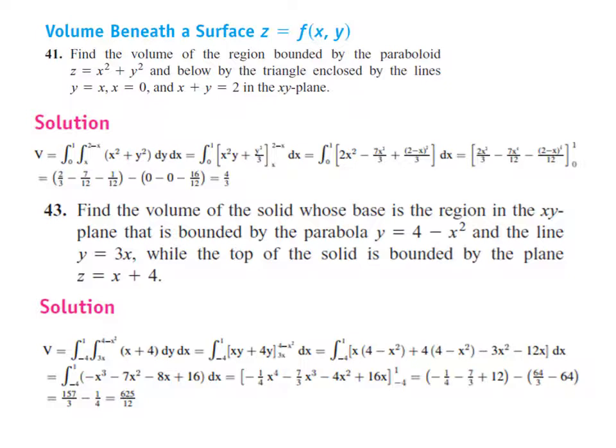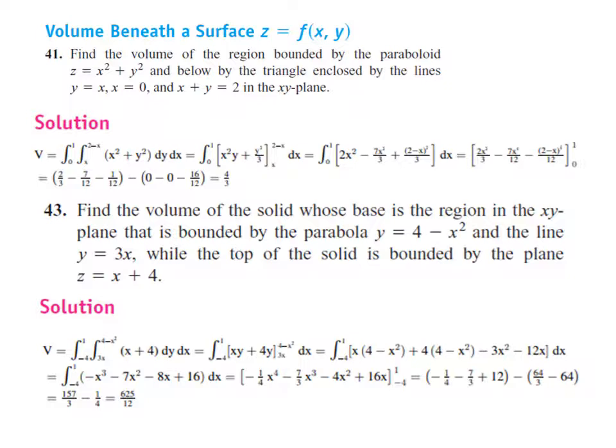So let us move to the next problem. Find the volume of the solid whose base is the region in the xy plane that is bounded by the parabola y is equal to 4 minus x square and the line y is equal to 3x, while the top of the solid is bounded by the plane z is equal to x plus 4. So here our limits of integration are y varies from 3x to 4 minus x square, and x varies from what?